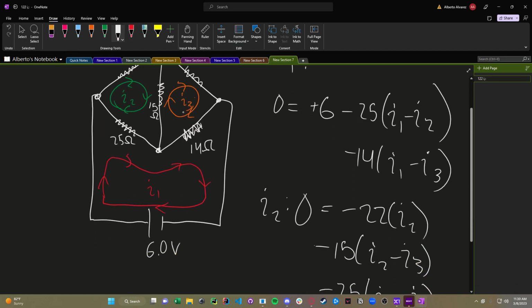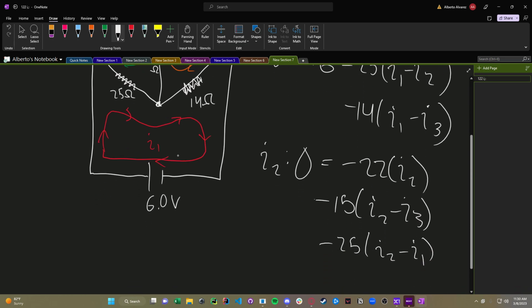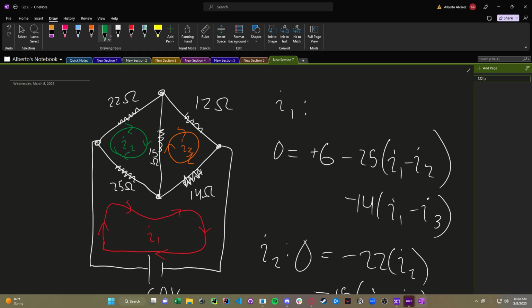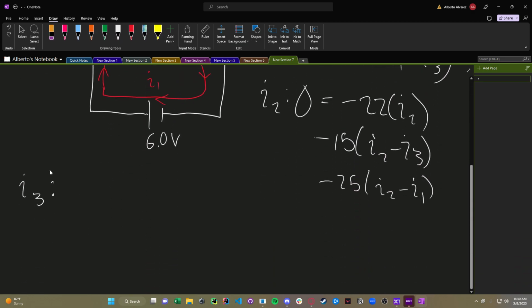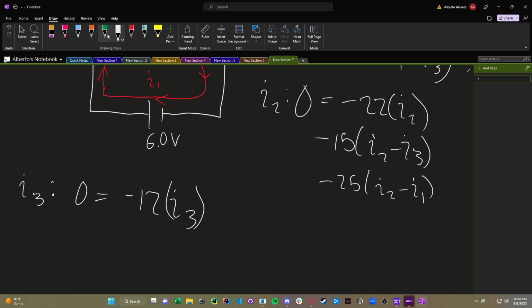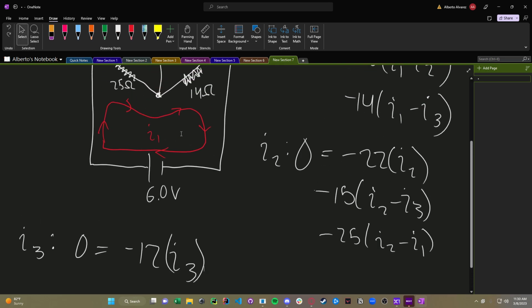Now we just do an equation for I3. Again, we can start at whatever vertex we want, say this one up here. And again, passing through the 12 ohm resistor, the only current that acts on it is I3. So the current there is just going to be I3. So 0 equals opposite 12 I3. And you always subtract when you're dealing with a voltage drop from a resistor, because that's all resistors do. They drop voltage.